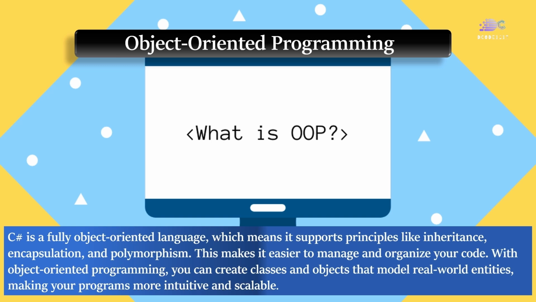Object-oriented programming. C# is a fully object-oriented language, which means it supports principles like inheritance, encapsulation, and polymorphism. This makes it easier to manage and organize your code. With object-oriented programming, you can create classes and objects that model real-world entities, making your programs more intuitive and scalable.